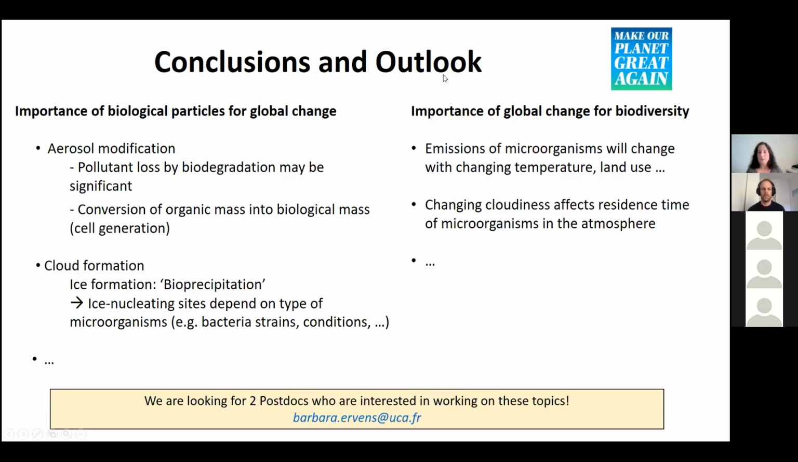But I also would like to turn it around and say, what is the importance of global change for biodiversity? If we look into the future, emissions of microorganisms will change with changing temperature and land use. And I'm sure we will have several talks in the seminar series about it. And also changing cloudiness will affect the residence times and the transport pathways of the microorganisms.